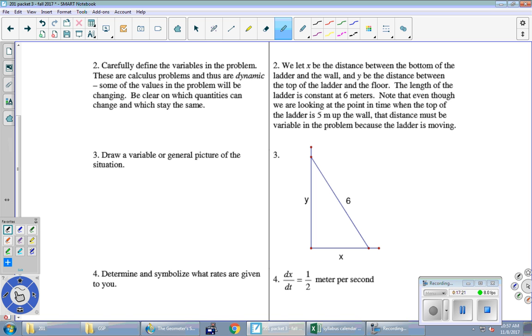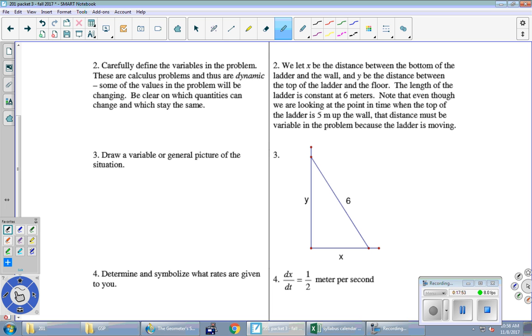It says that some of the values in the problem will be changing. It says be clear on which quantities can change and which stay the same. Now, in our problem, the dV/dt was constantly 2 cubic centimeters per minute. And it said that the height is 5, 10, and 15, but you cannot substitute 5, 10, and 15 in the beginning of the problem because as soon as you make h equal 10, you are stopping the problem, right? Like you are not allowing any more water to come in. So even though at some point h was 10, it wasn't in the beginning. It was only at the very end.